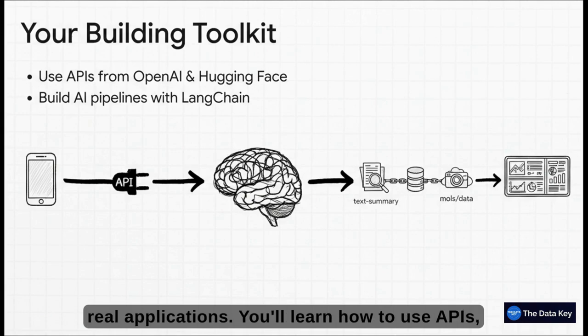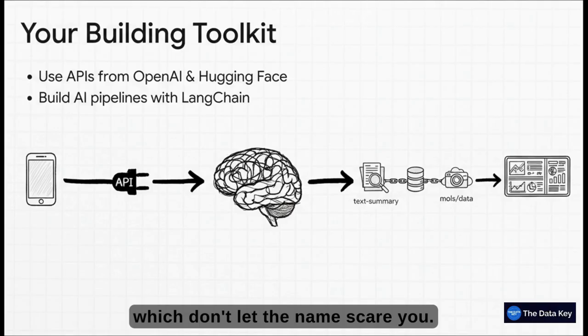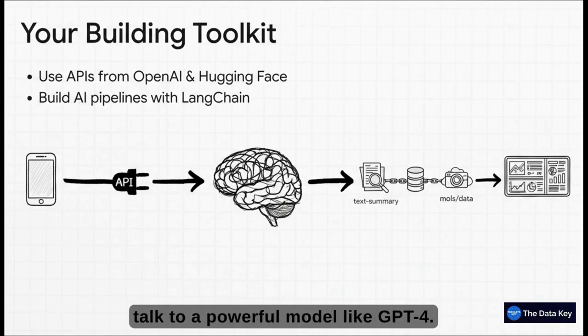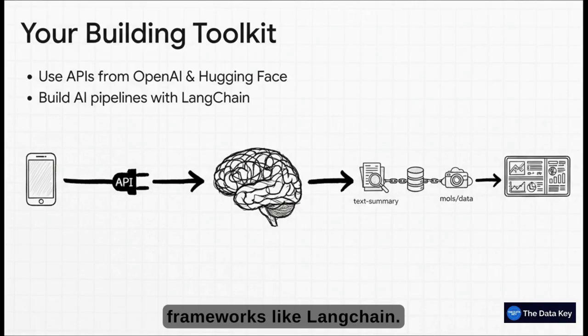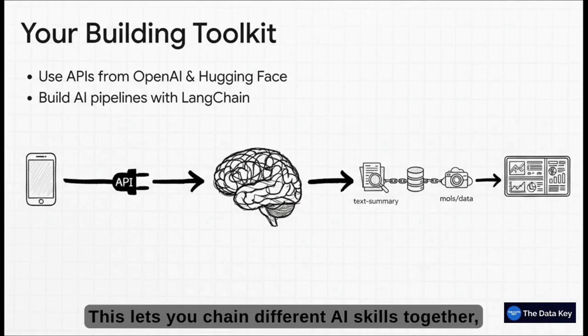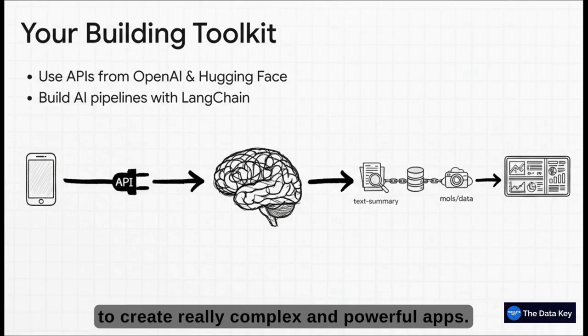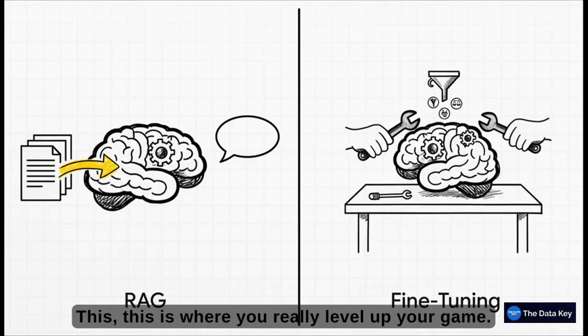Okay, so once you've mastered prompting, you can use that skill to build actual real applications. You'll learn how to use APIs, which don't let the name scare you. They're basically just messengers that let your own app talk to a powerful model like GPT-4. And then you get to the really cool stuff. Frameworks like LangChain. This lets you chain different AI skills together, like building with Legos, to create really complex and powerful apps.